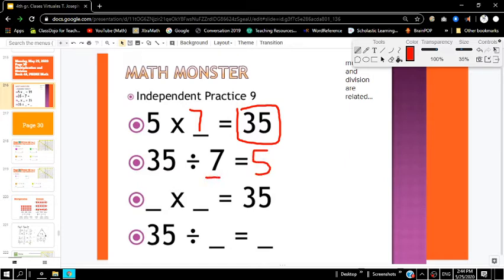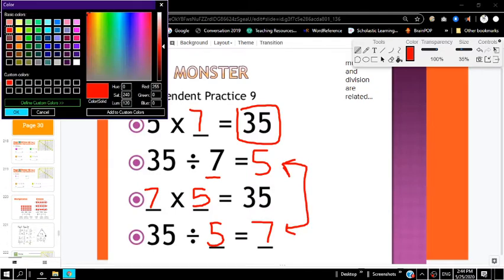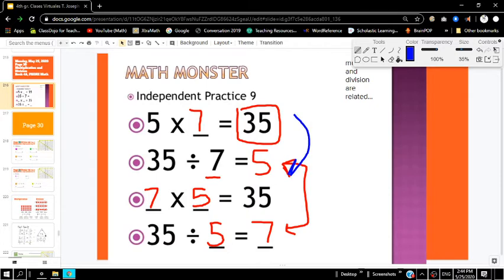The same concept goes with this. So say, for example, we take 7 times 5, which also equals 35. We can divide 35 by 5, and that'll give us 7. So similar to this problem, all right? Multiplication is very similar to division in that way. So as you can see, the division and the multiplication have the same factors. We're using the same exact numbers.